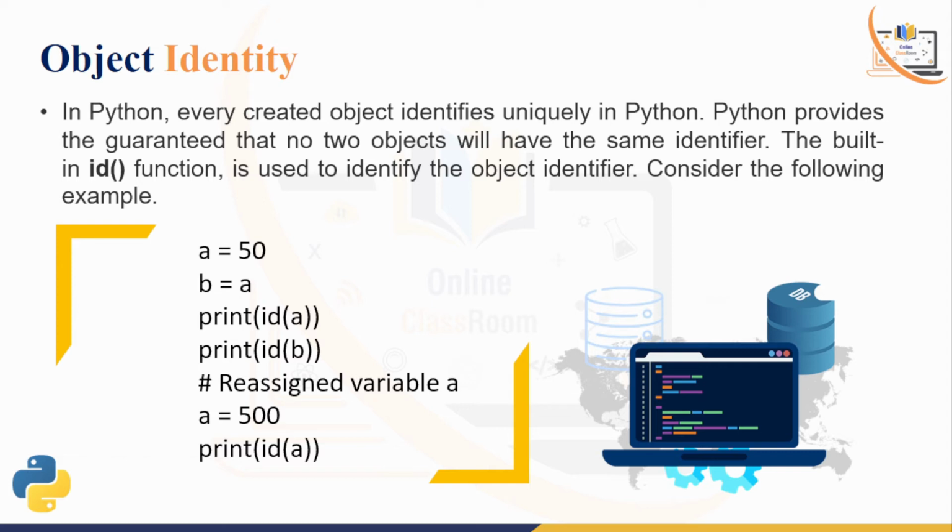What I want to say is that Python is a fully object oriented programming language. If we write A equals 50, it will create an object for A. And if we write B equals A, it means B points to A, and obviously the object location or object identifier of that particular B is the same as A.